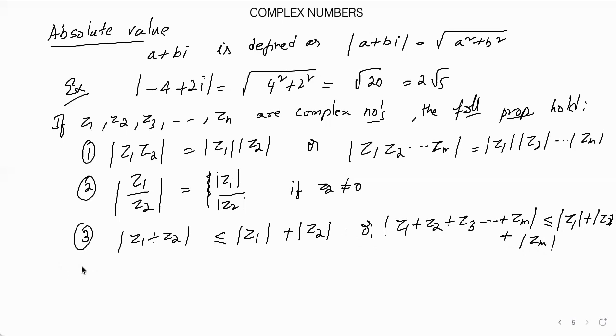And also we have another property, which is mod of z1 plus or minus z2 is greater than or equal to mod of z1 minus mod of z2. Okay, so please remember these properties. So we have one more Euler's formula.